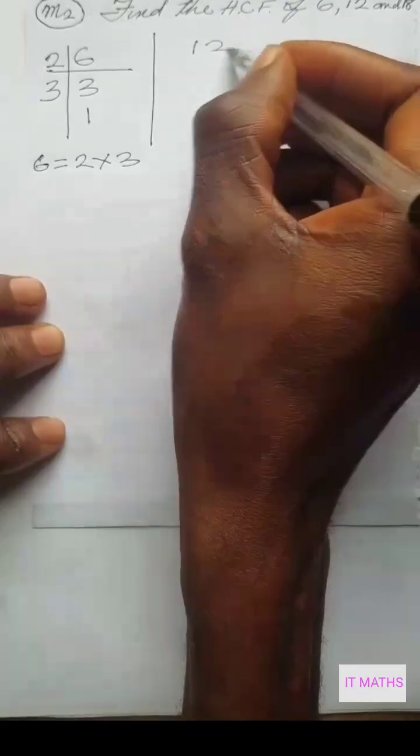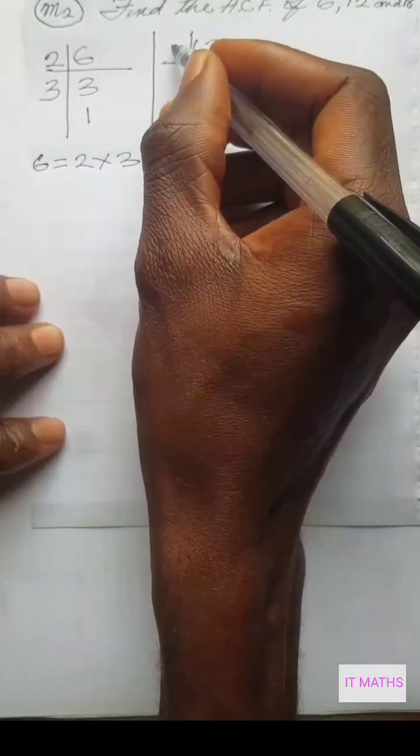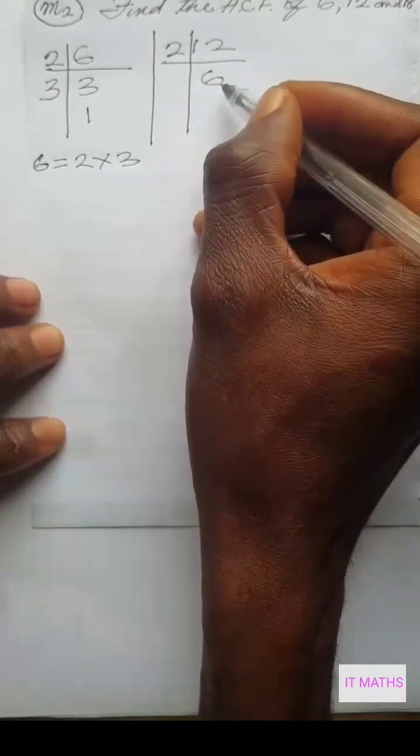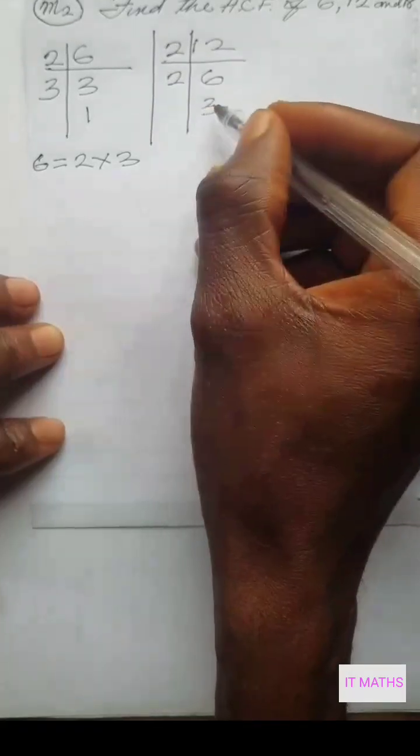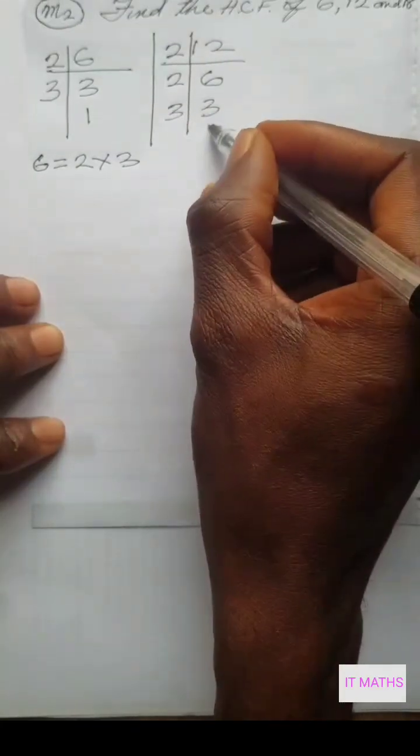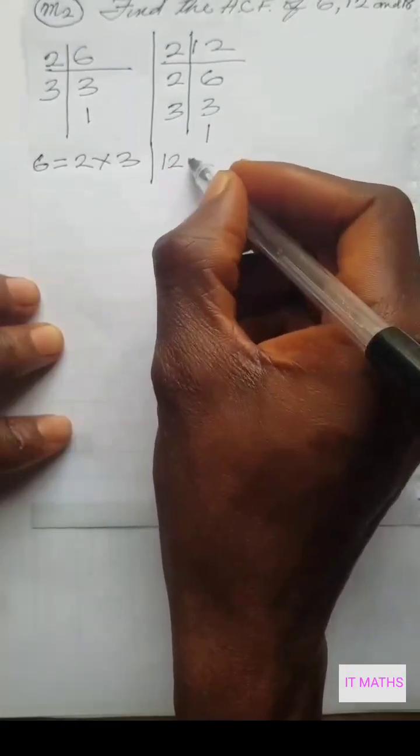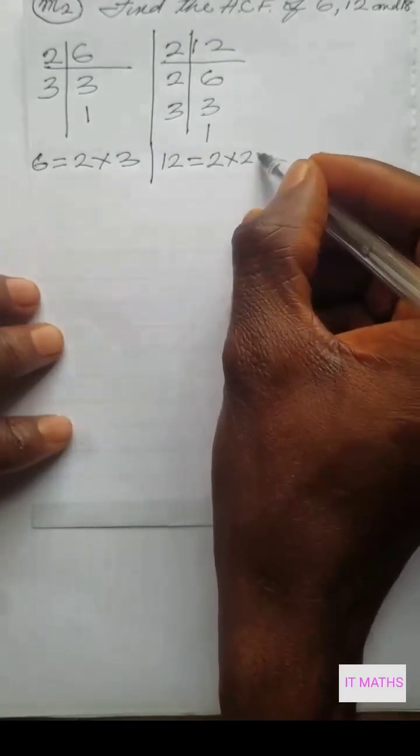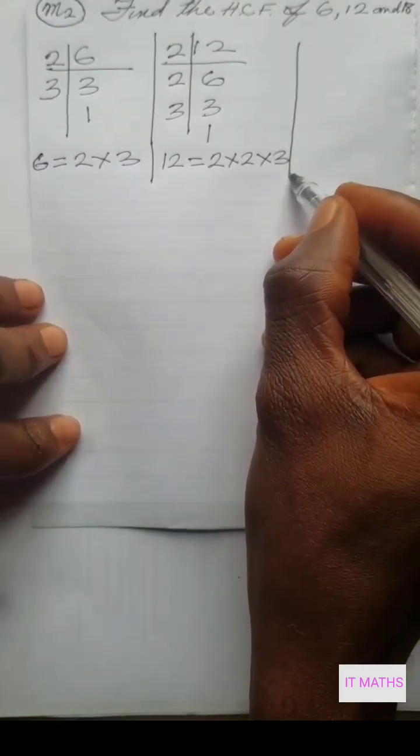Let's go over to 12. The smallest prime factor, of course, that can go into 12 is 2. 2 into 12, 6. Can 2 still go? Of course. 2 goes into 6, 3. Can 2 still go? No. We go to the next higher number, 3. 3 goes into 3, 1. And then we have the factors of 12 as 2 times 2 times 3. We are done with 12.